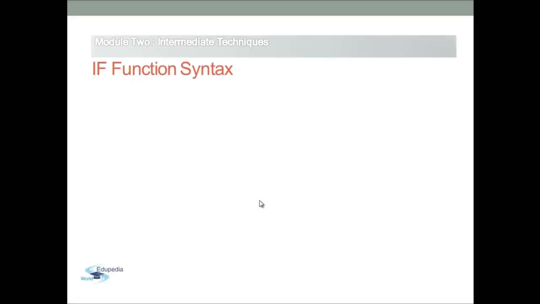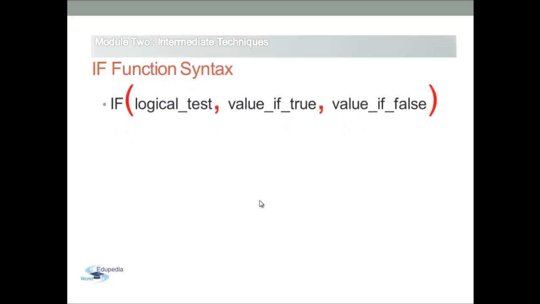Syntax: IF has 3 major parts. IF and an open bracket, logical test, separator. The separator may be a comma or a semicolon according to your regional settings, which you set up in the Control Panel. That is part number 1, the logical test. Part 2, value if true: if the condition is verified, what will Excel do? Number 3, value if false: if the logical test is not verified, what will Excel do?